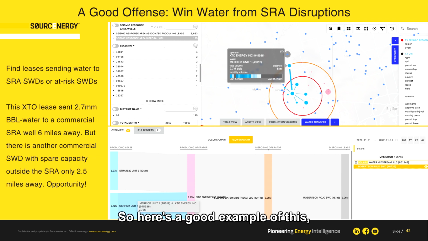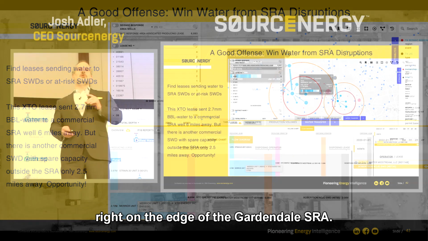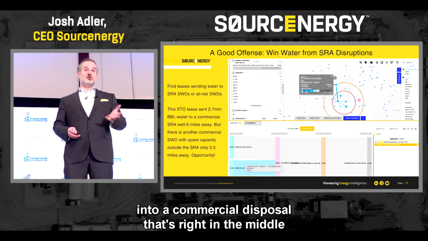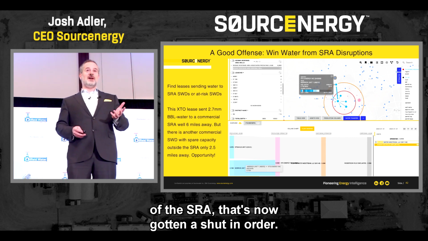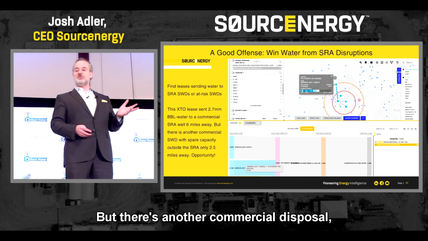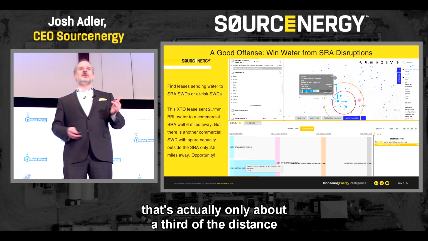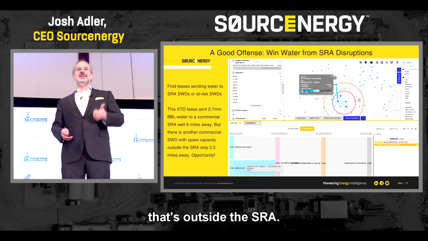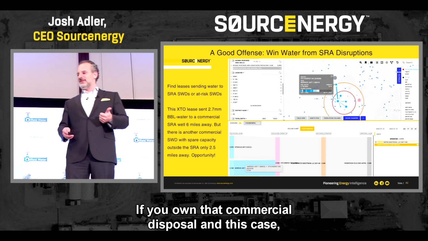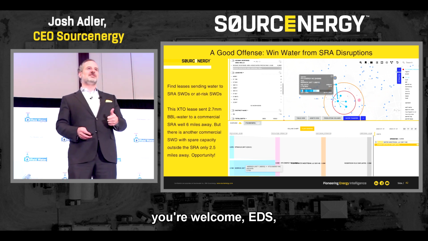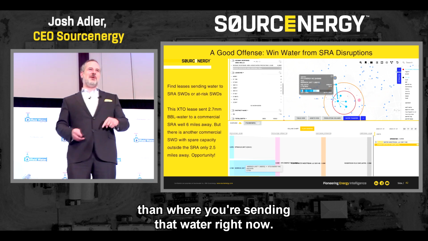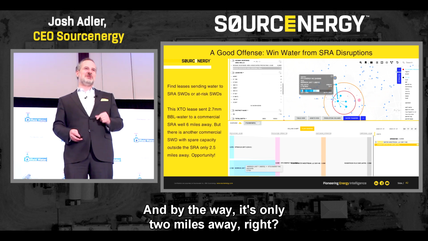So here's a good example of this where there's an XTO lease right on the edge of the Gardendale SRA. They've been sending a lot of water into a commercial disposal that's right in the middle of the SRA that's now got a shut-in order. But there's another commercial disposal that's actually only about 1/3 of the distance from the one they're using now that's outside the SRA. If you own that commercial disposal, in this case, you're welcome EDS, you'd want to go to XTO and say, hey, I've got a better alternative for you than where you're sending that water right now. I have your answer. And by the way, it's only 2 miles away, right?